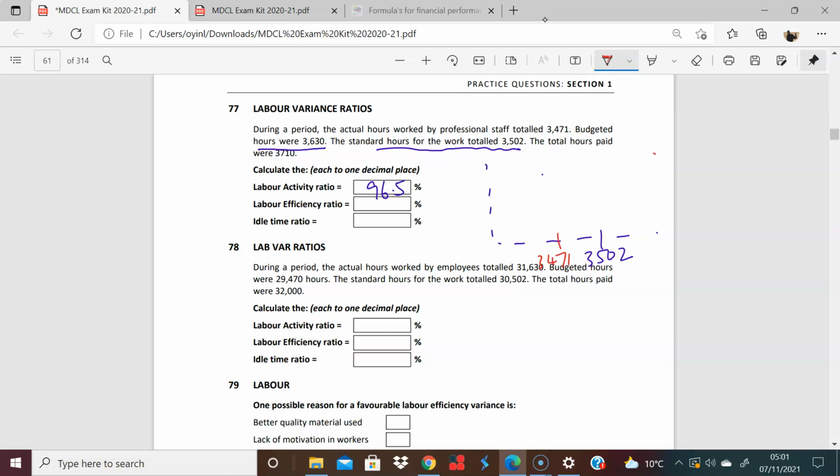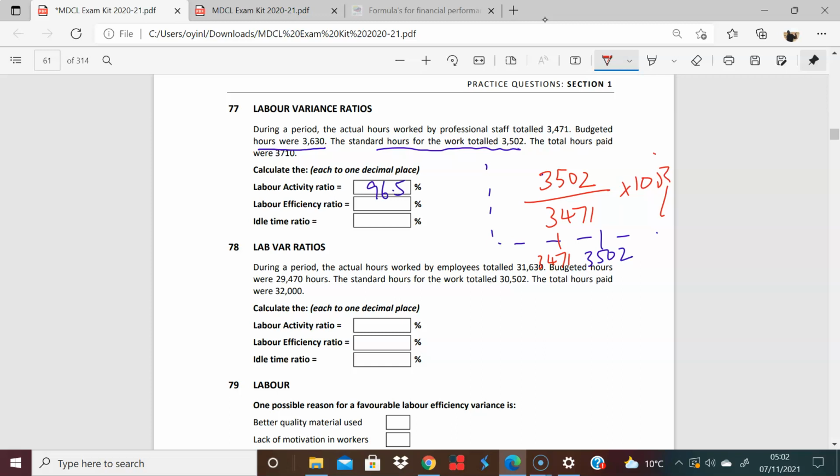3,471. The way this is looked at is that we want a percentage greater than one, because we want you to do the work in less time. We expect you to do it in 3,502, and you did it in 3,471. That's efficient, even better than what we expected, and we multiply that by 100%.